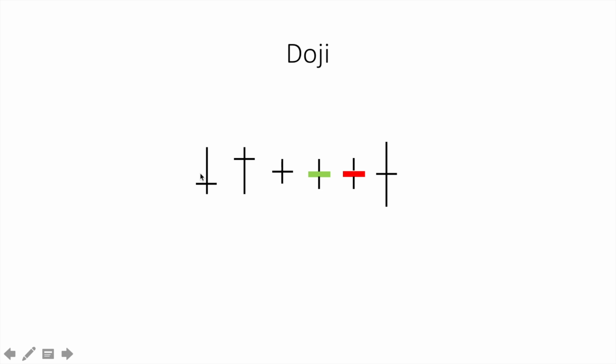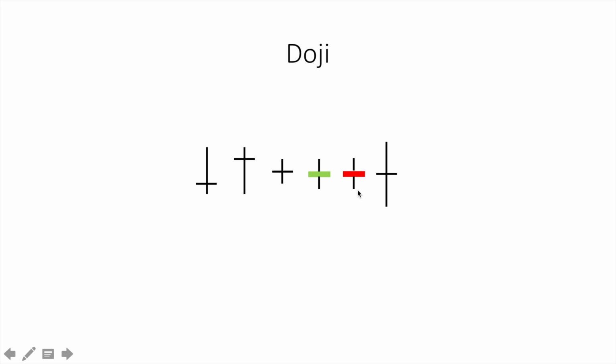So upper is longer, lower is longer, shadows are equal, and long shadows are equal, but all these candles are dojis. So typically doji with equal open and close price are considered as more robust. So these two candles are less robust, at least considered less robust than the rest of them.